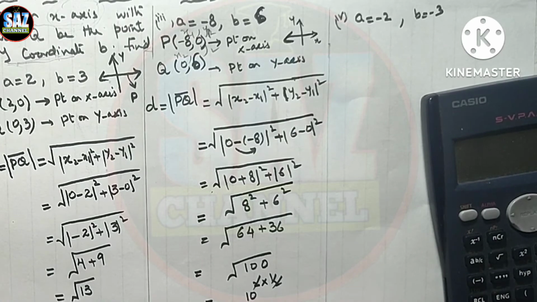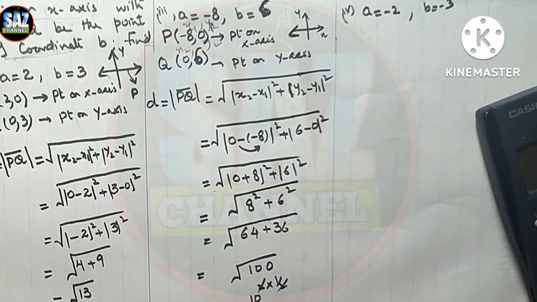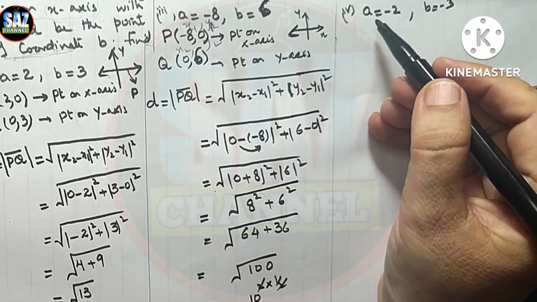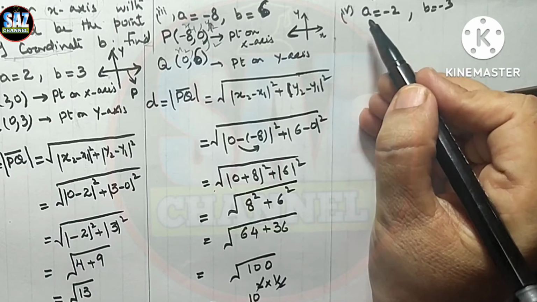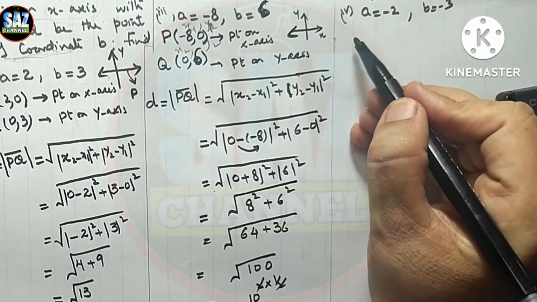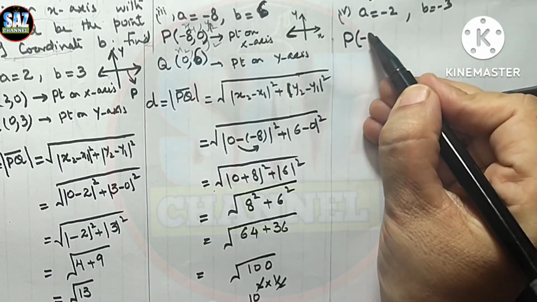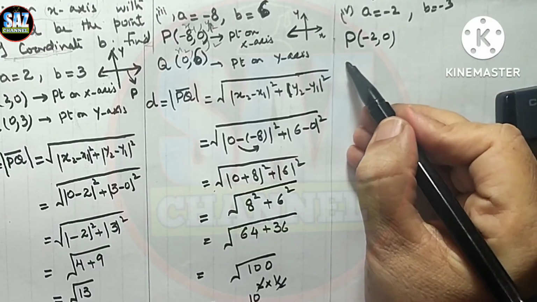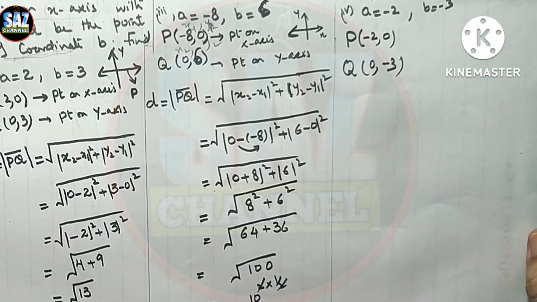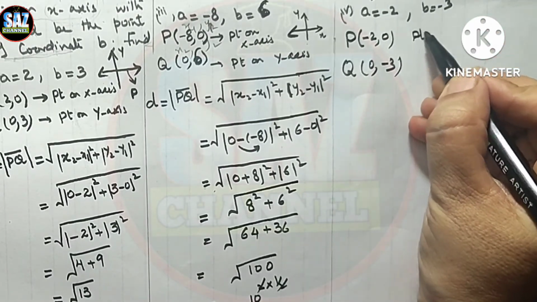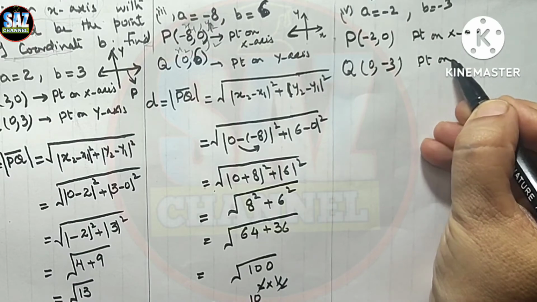Moving to the next part, in the fourth part, A value is minus 2 and B value is minus 3. First we have to turn this information into the form of points. As we know from the question, A is actually P, and P is on which axis? P is on the x-axis. So the coordinates of P are minus 2 and 0, and coordinates of Q are 0 with minus 3. And the reason is that point on x-axis and point on y-axis.